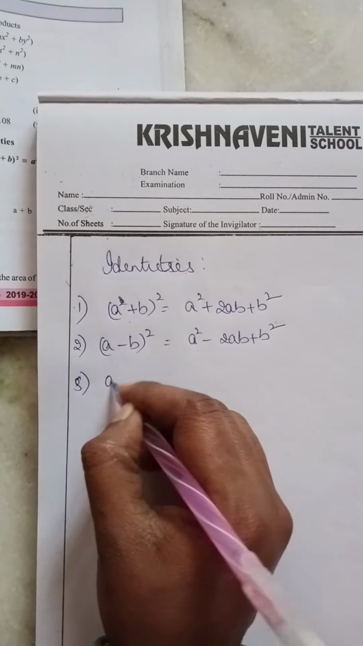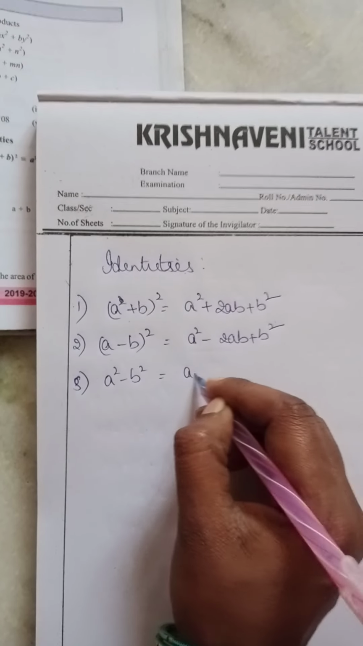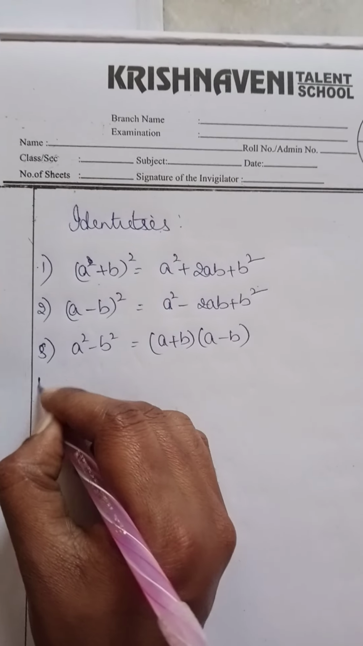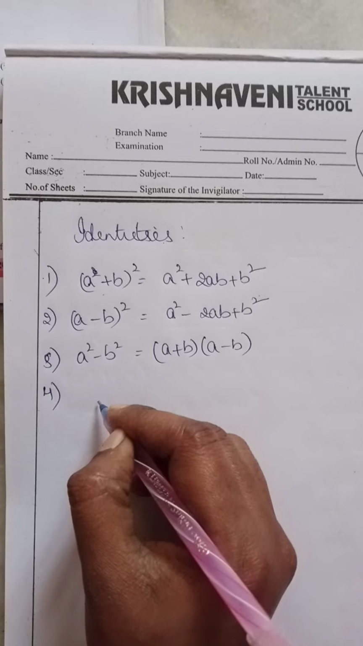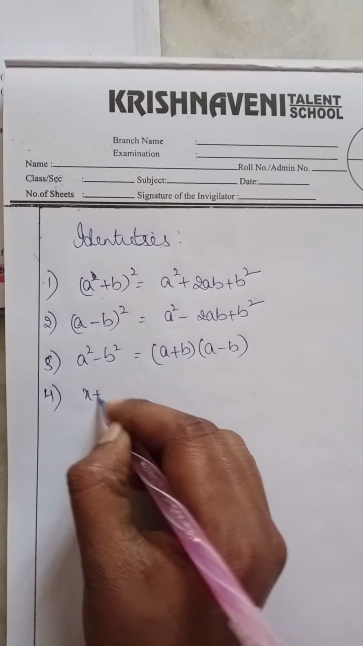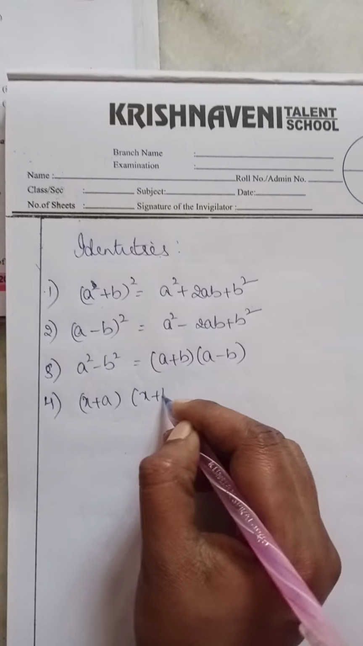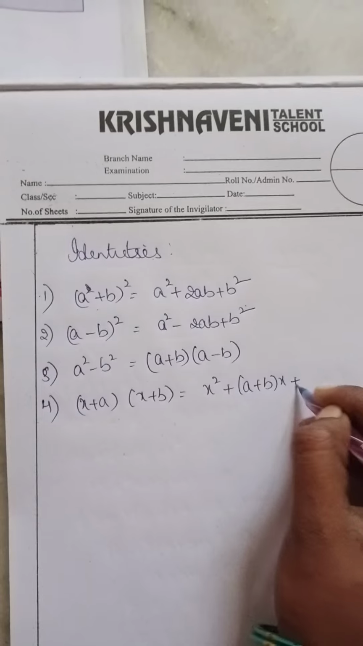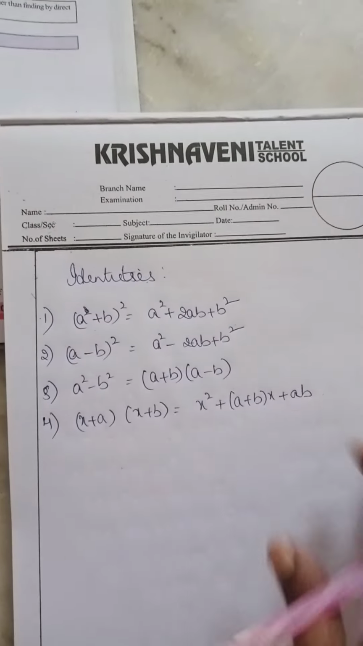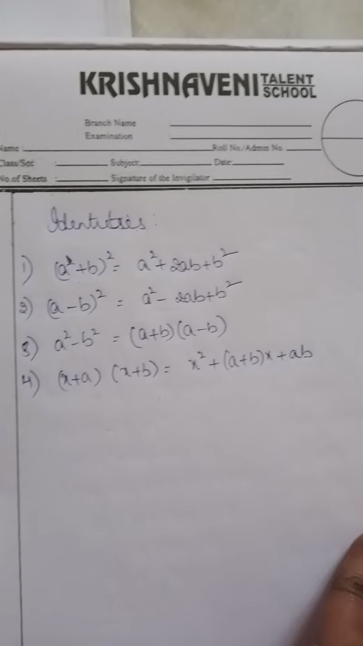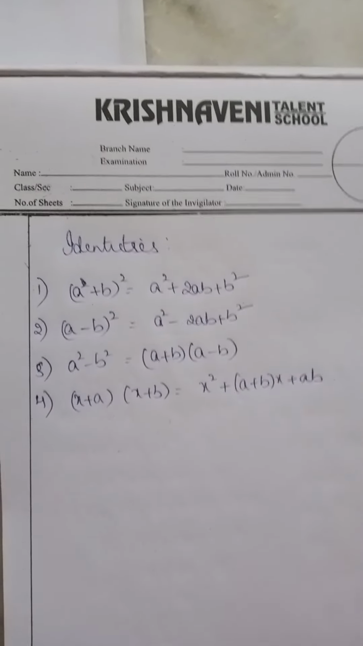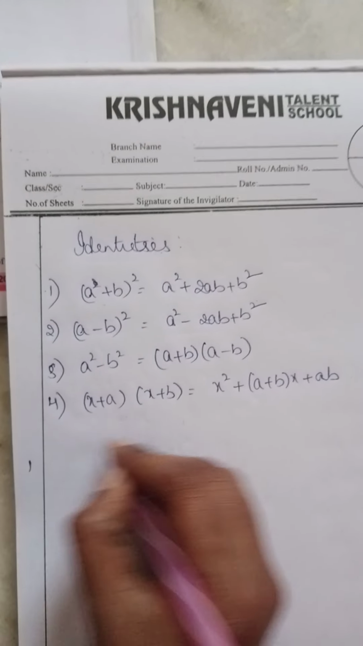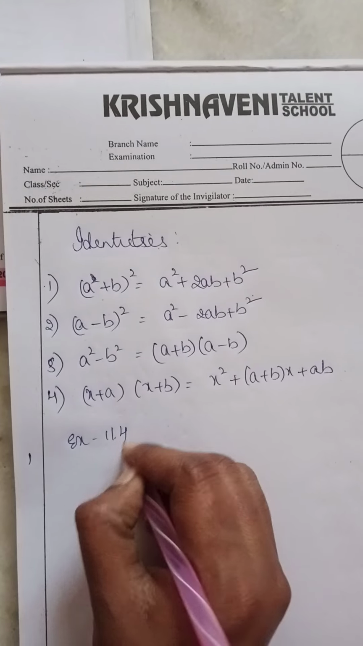Clear? Next one, a square minus b square is nothing but (a plus b) into (a minus b). Okay? And one more thing, (x plus a) into (x plus b) equals x square plus (a plus b) into x plus ab. These are the four identities you have to remember. These are very important also. Based on these identities only you have exercise 11.4. Okay. Now start exercise 11.4.